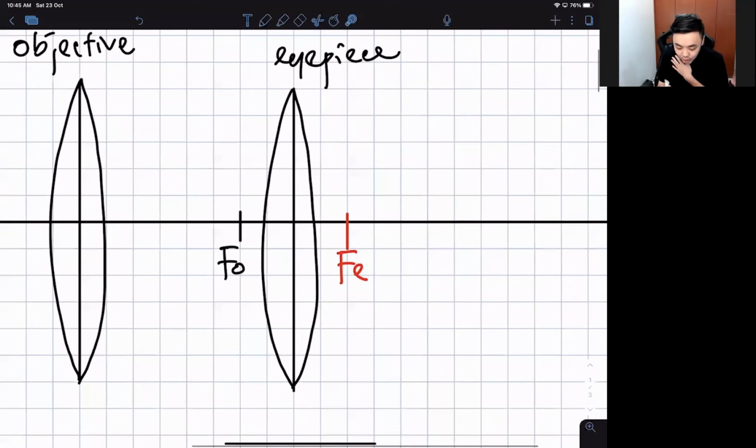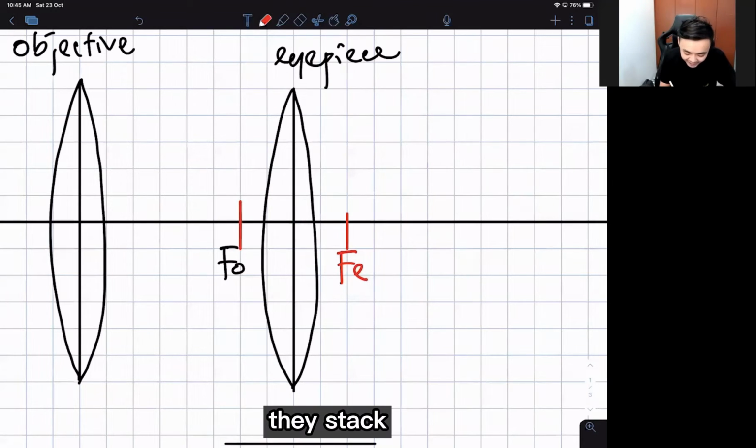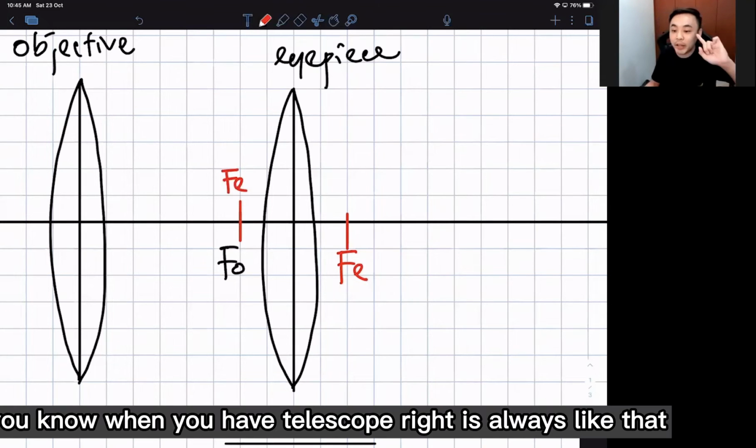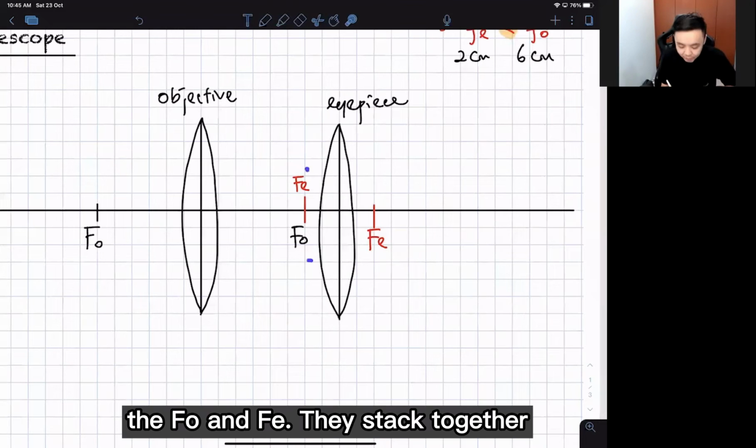And then now you look from the left, from here you measure 2 cm to the left, right? You will notice they stack exactly at the same point. Now this is the feature of it. When you have a telescope, it's always like that. The middle point here, the FO and FE, they stack together.